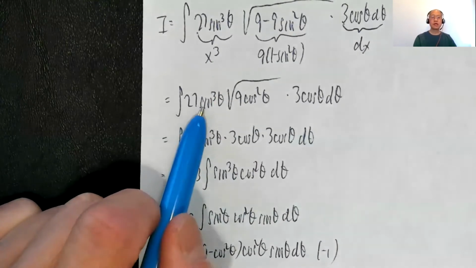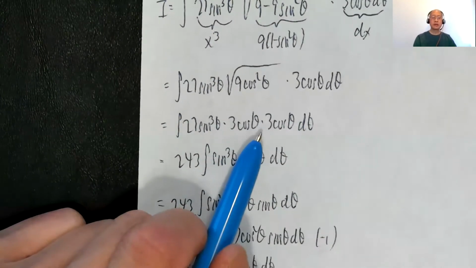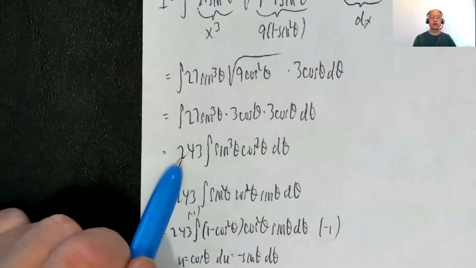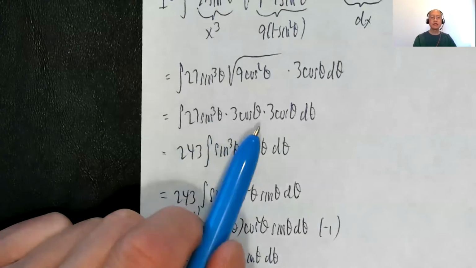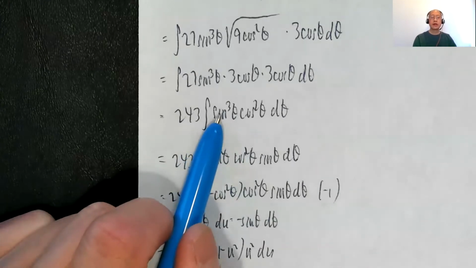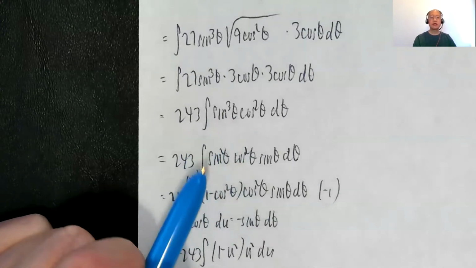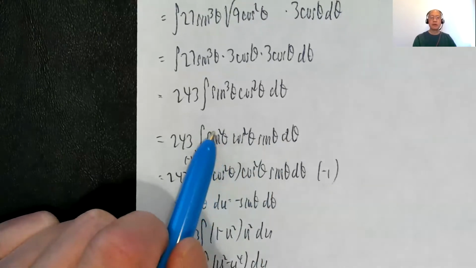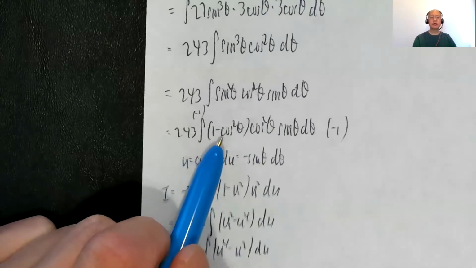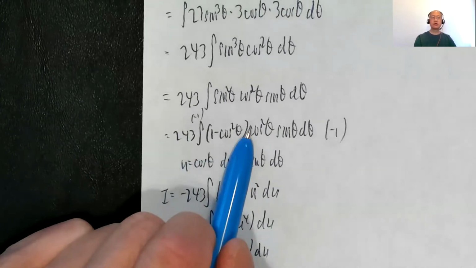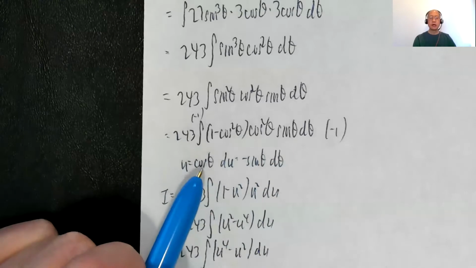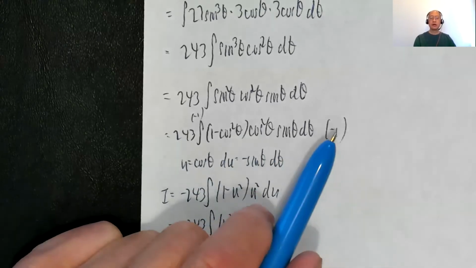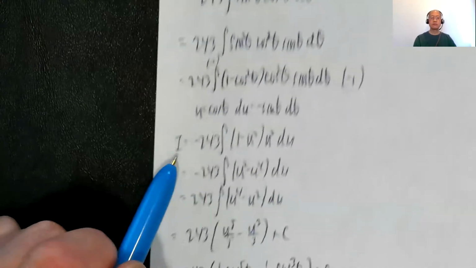So 27 sine cubed times 3 cosine theta times another 3 cosine theta. 27 times 3 is 243. Sine cubed cosine squared. Again, there's an odd exponent, so change sine cubed to sine squared, cosine squared times a sine theta d theta. Make this have only cosine, so 1 minus cosine squared theta, cosine squared theta, sine theta d theta. So u equals cosine theta, du is negative sine theta d theta, negative inside and outside.